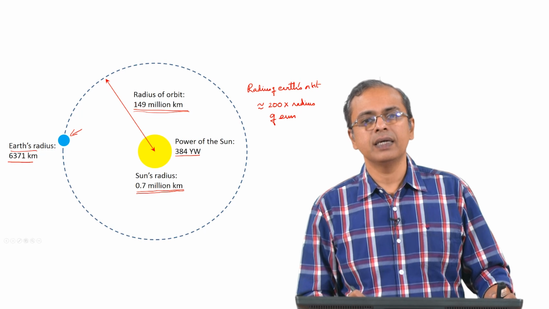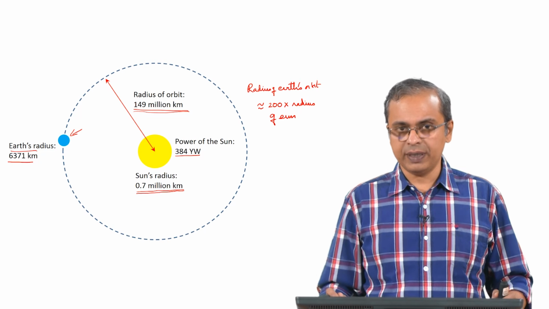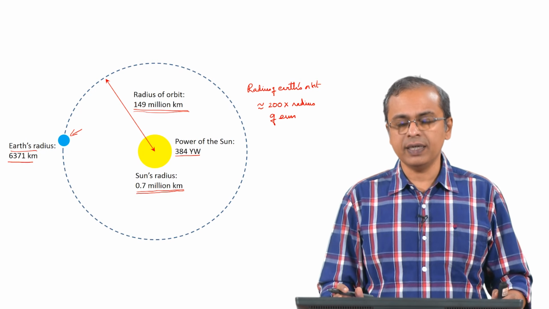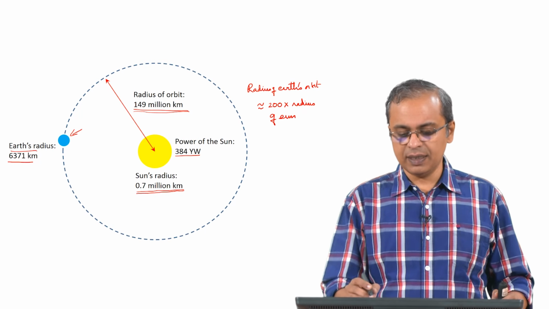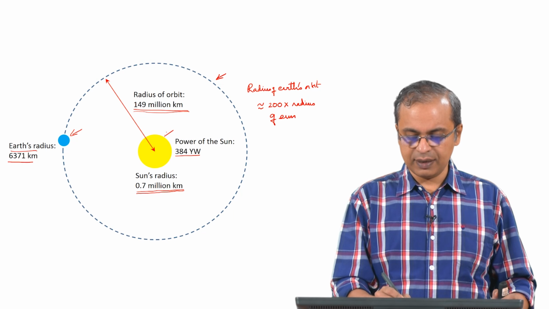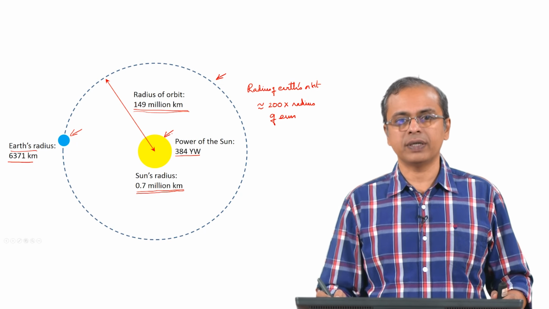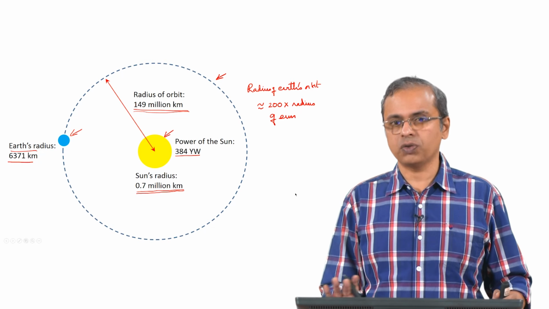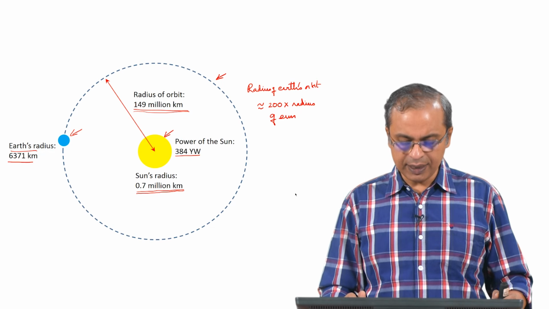Okay, so Earth's orbit is roughly 200 times the radius of the sun. Clearly the image that I am showing you here does not have this circle at 200 times the size of the radius of the sun. So therefore, it is not to scale. So that is point number 1.